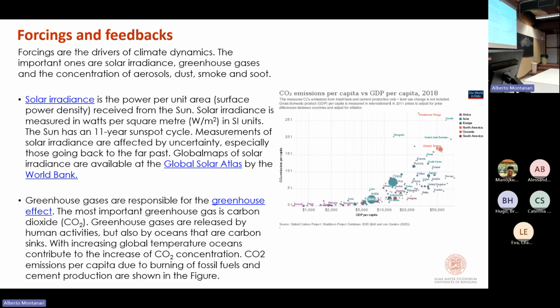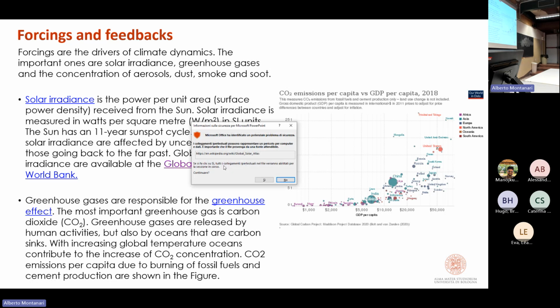So how do we define solar irradiance? It's the power per unit area, surface power density, received from the sun. And solar irradiance is measured in watts per square meter. This is a bit variable because the sun has an 11-year sunspot cycle, as we know, which means that the solar irradiance is varying with a cycle of about 11 years. And measurements of solar irradiance are affected by uncertainty, especially those going back to the far past. And we have global maps available from the Global Solar Atlas.